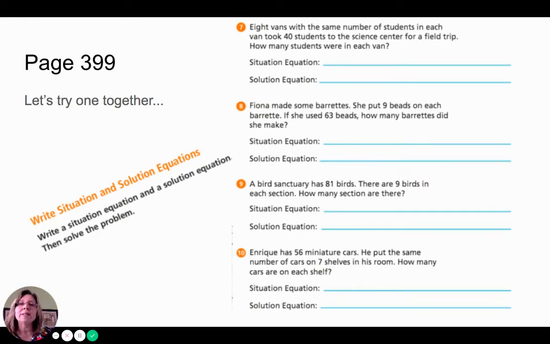Do your best with the situation and solution. You need to come up with an equation. I will show you the answers so you can see what I did. Hopefully you've come up with both the situation and solution, but if you didn't, that's okay.